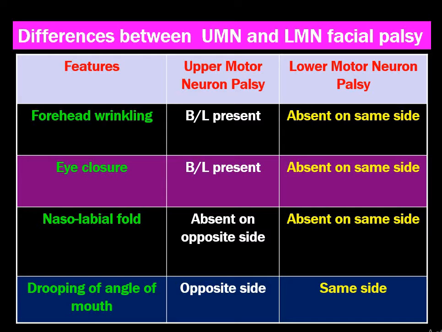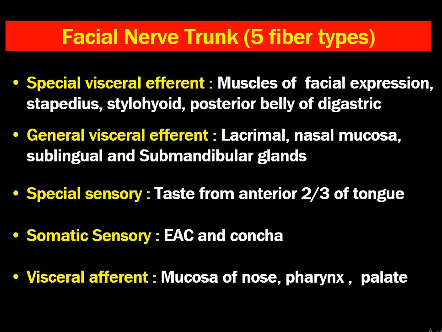Coming to facial nerve trunks, the facial nerve trunk has 5 fiber types. They are special visceral efferent, which supplies the muscles of facial expression, stapedius, stylohyoid, and posterior belly of digastric muscle. General visceral efferent supplies the lacrimal glands, nasal mucosa, sublingual and submandibular salivary glands. So salivary flow is important with general visceral efferent fibers.